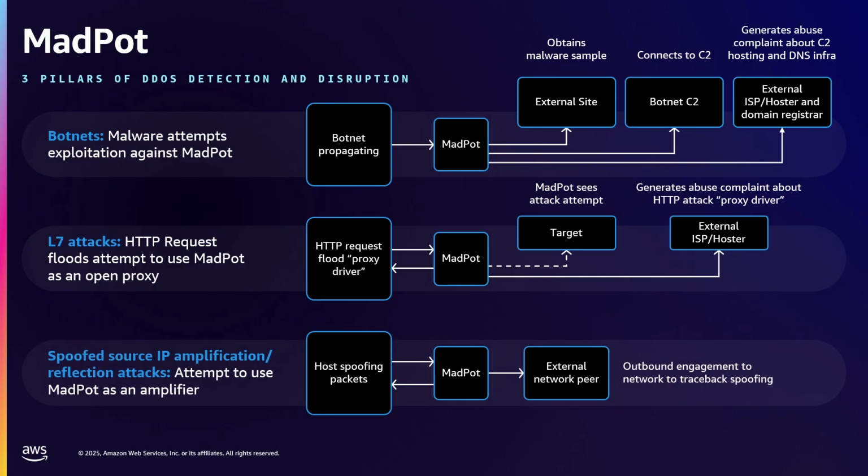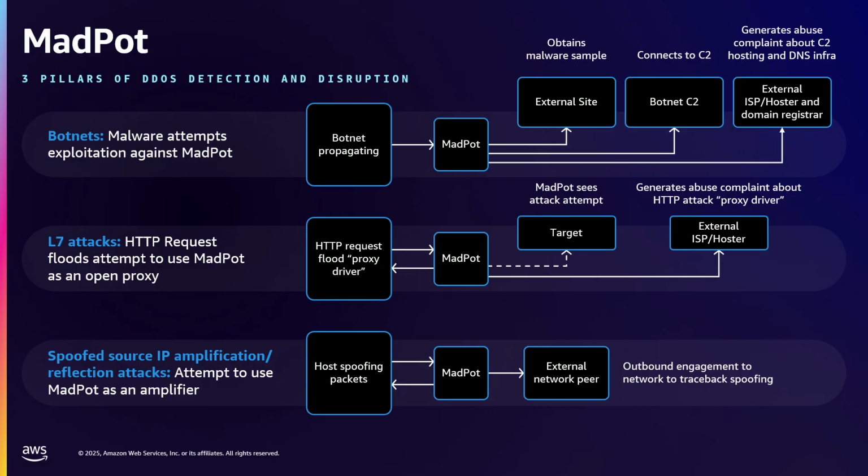Finally, there's a classic attack method, which is source IP spoofing. This could either be source IP direct floods, where the source IP is spoofed to something other than the true origin IP, or amplification reflection attacks. In this case, MadPot can act like an amplifier reflector. Traditionally in a lot of these types of attacks, you'll see open DNS servers, misconfigured NTP, chargen, memcached.